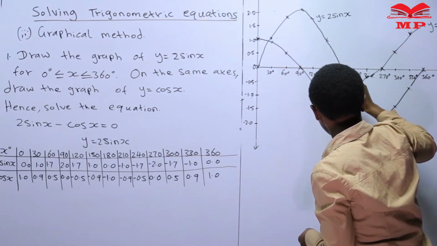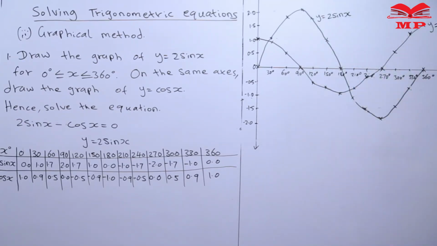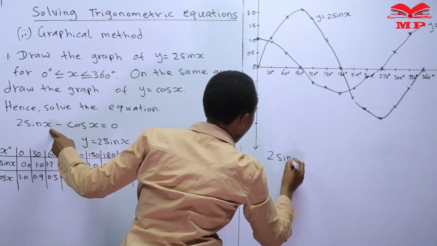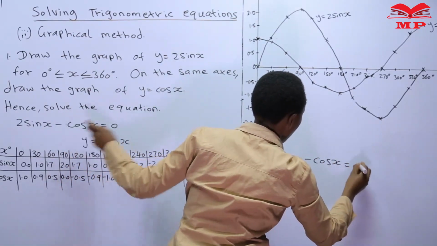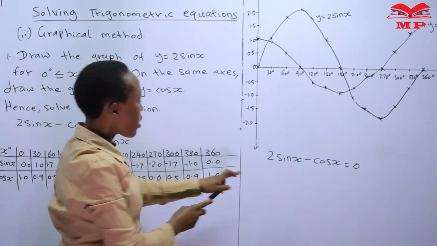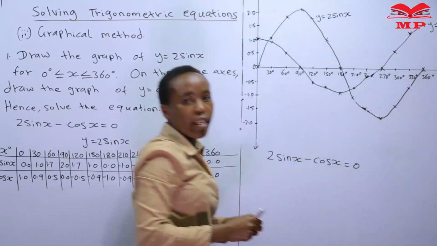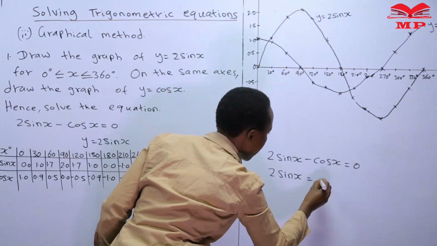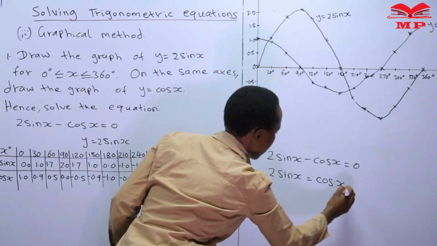We should ensure that the curve is smooth, and then that's what we have. Then after that we are told to solve 2 sine x minus cos x is equal to 0. Now if you look at this, 2 sine x is this and the cos x is this, and therefore we can write this as 2 sine x is equal to cos x.